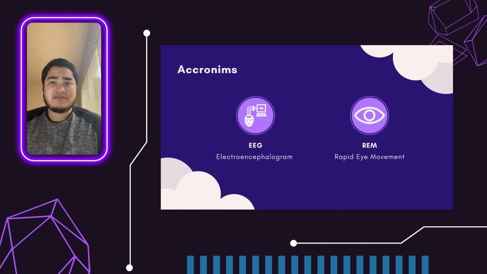The second acronym that we're going to talk about is REM, or rapid eye movement. This is basically your eyes moving side to side in a rapid way, and this happens during one stage of sleep.